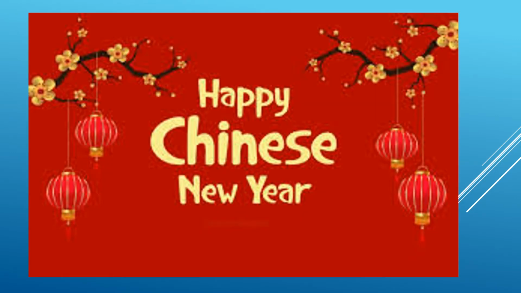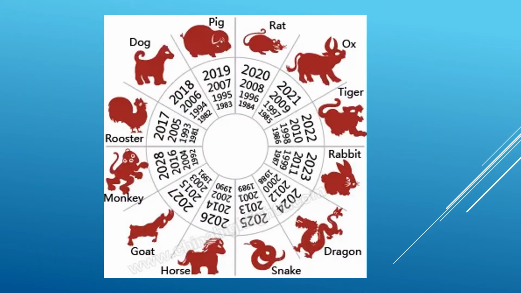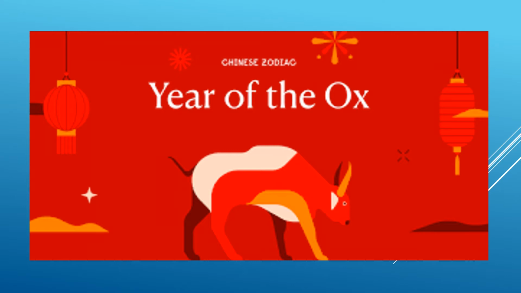Happy Chinese New Year! Here is the Chinese Zodiac. So their years are named for different animals. And depending on what year you're born, that's the year you were born under. This year is the year of the ox. Anyone born in 2021 is born in the year of the ox. So if you have any new brothers and sisters, or if you're an adult and you have a son or daughter born this year, they are born in the year of the ox.